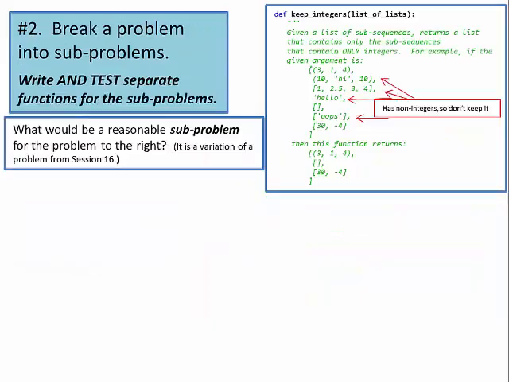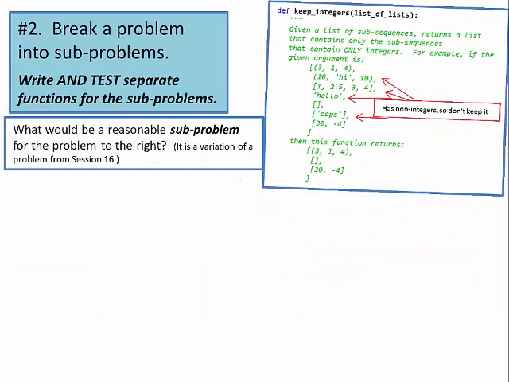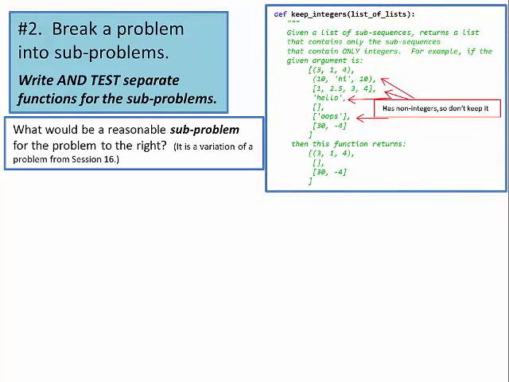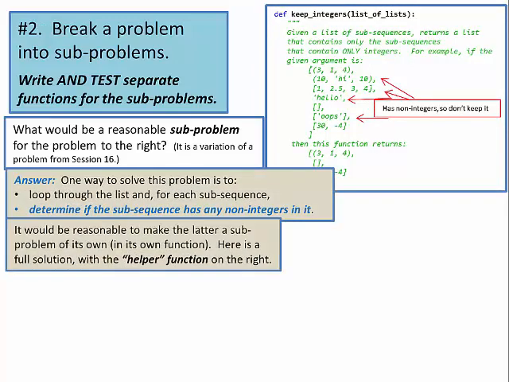So remember that we're doing that keep integers problem that has a list of lists, trying to keep the subsequences that contain only integers. So one way to solve that problem is to loop through the list as we just did in our example, and for each subsequence, determine if the subsequence has any non-integers in it. That latter part, written in blue there, could become its own function because it's not trivial to determine if a subsequence has any non-integers in it.